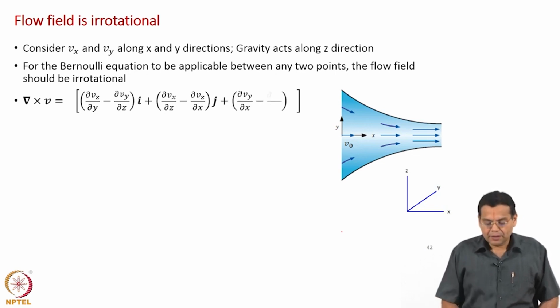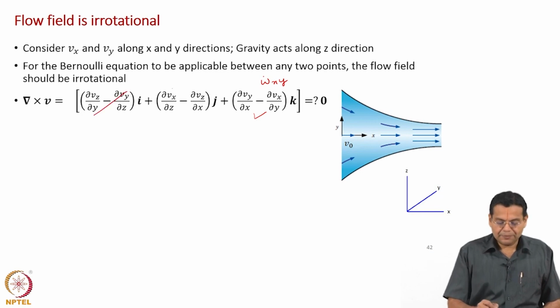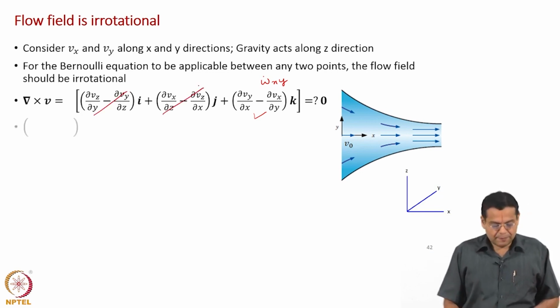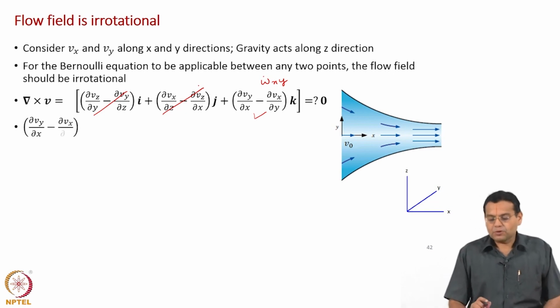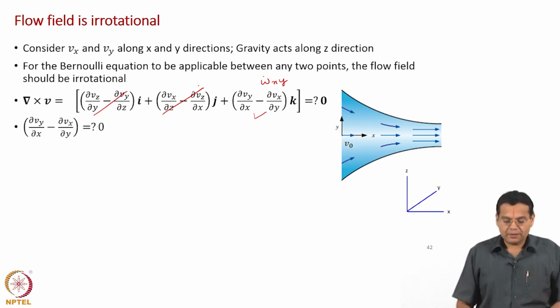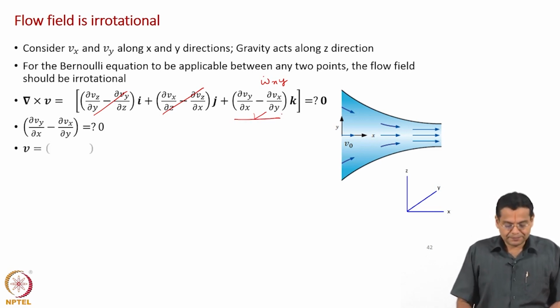Now, because we are considering the xy plane, the component which is relevant to us is this, which divided by 2 represents omega dot xy. So, these terms are 0. So, we will have to show that this omega dot xy, this term, is equal to 0. So, let us do that.